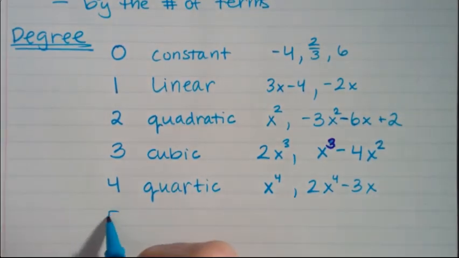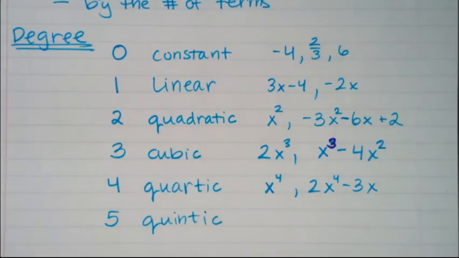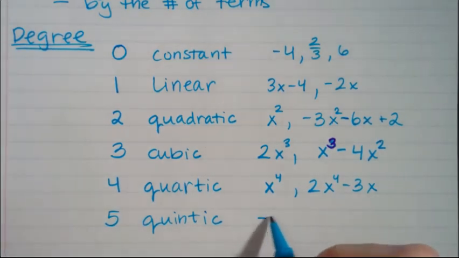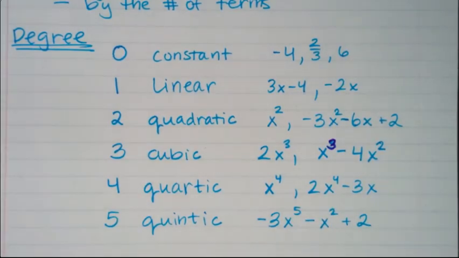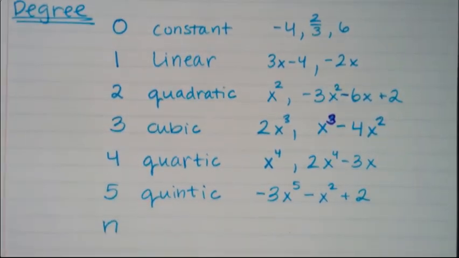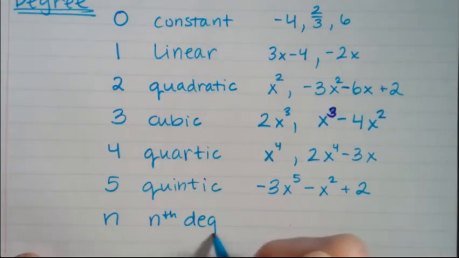To the fifth power, we have quintic. And an example would be negative 3x to the fifth minus x squared plus 2. And I believe as of right now, we go up to the 8th degree. And it's something that I guess is pretty intense when it comes to mathematicians. It's something you can kind of Google. It gets pretty interesting, but for the near future, you probably won't need much past this. But we're going to write down one last line. n would be an nth degree polynomial.